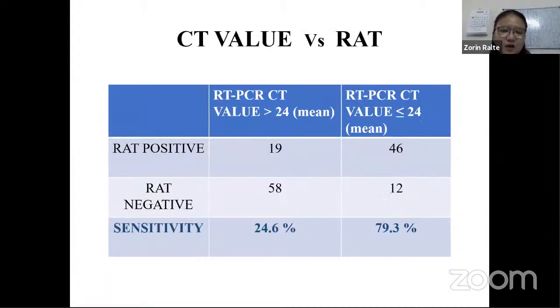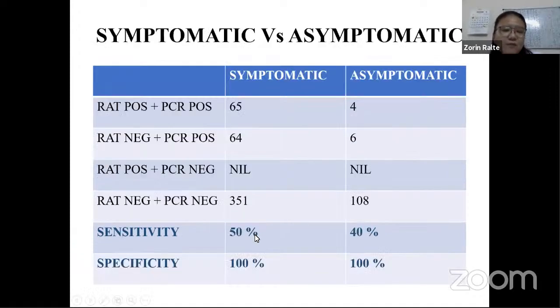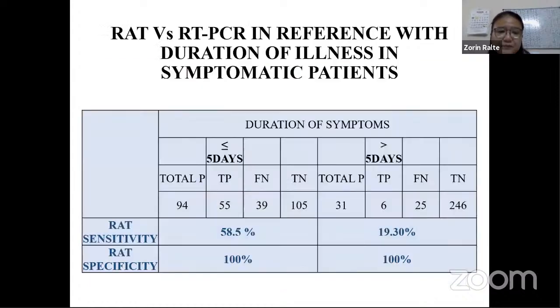If we compare the CT values with the rapid antigen test, CT values of less than or equal to 24 have a higher sensitivity of about 79.3% in comparison with the high CT values of more than 24, which have a sensitivity of 24.6%. Among the symptomatic and asymptomatic, the sensitivity of the rapid test also differs. Symptomatic patients show a sensitivity of about 50%, whereas among the asymptomatic, the sensitivity was 40%. In both groups, the specificity was 100%.